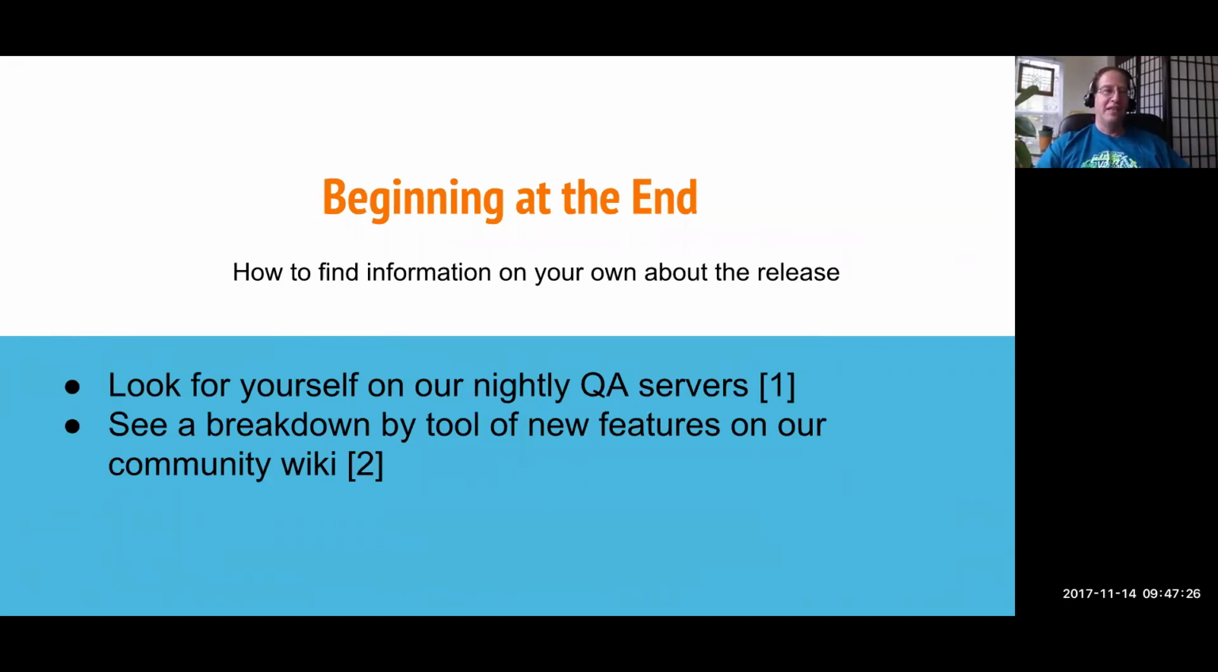To make it easy for you to find what's new, we have a Confluence Wiki page which has all of those tools broken out, so you can see what's new in the announcements tool, what's new in the assignments tool, and look tool by tool yourself, because we're not going to be able to cover everything in this presentation.